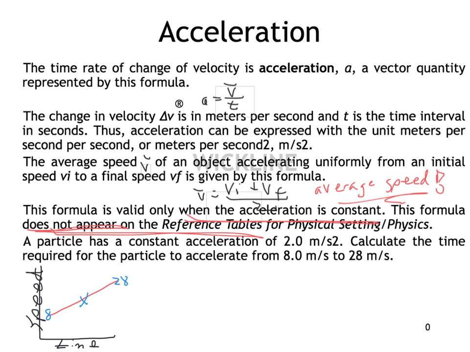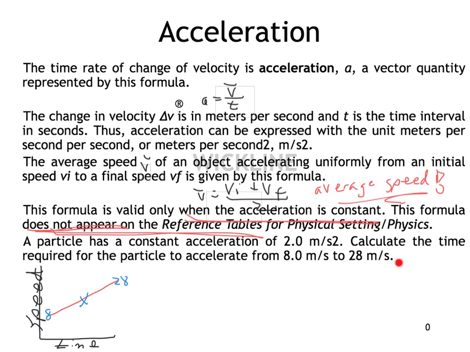And also, this is an equation that's not in your reference table. It's to help you find average speed if you ever need it. Just take the initial speed and add the final speed and divide by 2. It's sort of like the equation for finding the midpoint of a line, because if you think of this as a speed versus time graph, and you start at, let's say, speed 8 and end at, let's say, speed 28.